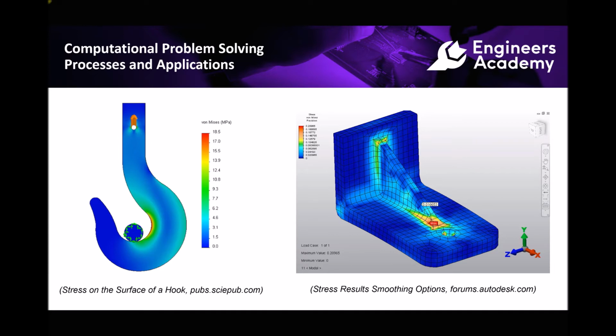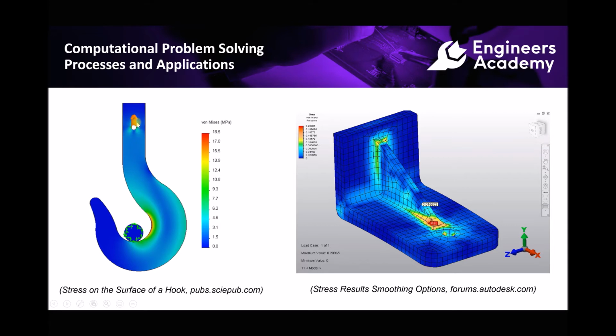But the important things here are what the results are showing us. First of all, we're seeing where the greatest stresses are at the top of this hole here, and we've also got significant stresses on the inside and outside surfaces of the hook due to bending. We can see that we have stresses ranging from 0 megapascals at the tip of the hook, all the way to 18.5 megapascals at the top of the hole here.